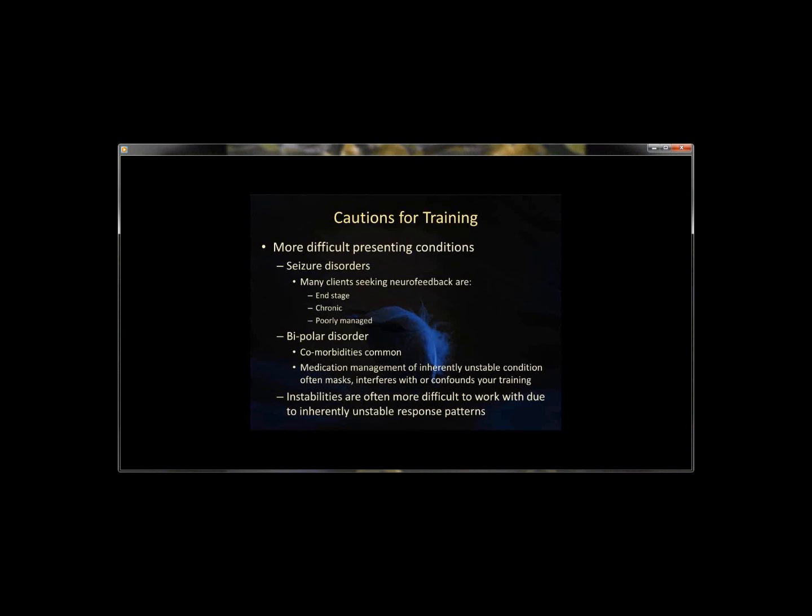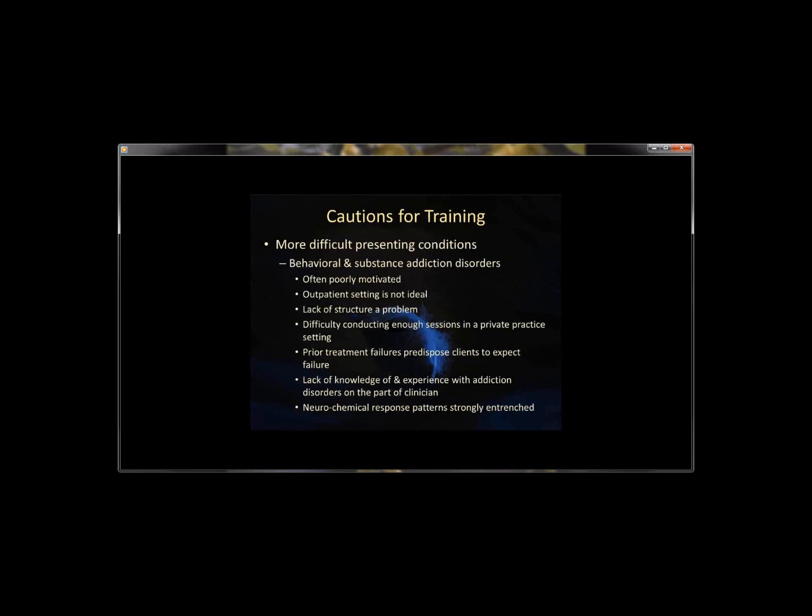Any instability is often inherently more difficult to work with because they're going to respond in ways that you don't expect. So you might be doing beta up training that you would expect would activate the person, and they may have exactly the opposite effect, or they may have a much more pronounced effect than you were expecting. They start out feeling depressed and you do a little SMR training and they end up being in a hypermanic state. And so that's one of those cautions.